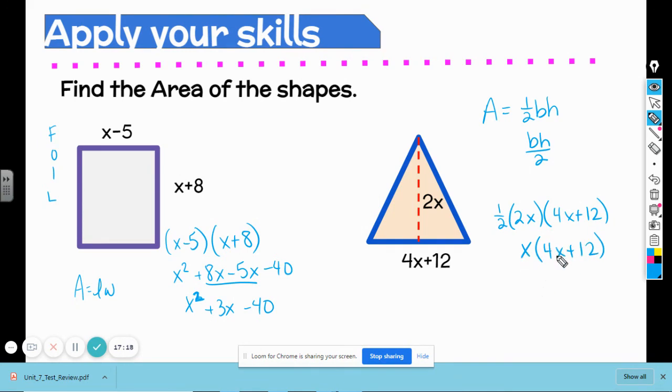Okay, so x times 4x is going to give us 4x squared, and then x times 12 is a positive 12x, and that is simplified because you cannot combine anything else. And that is, this video is done. So let's turn it off.